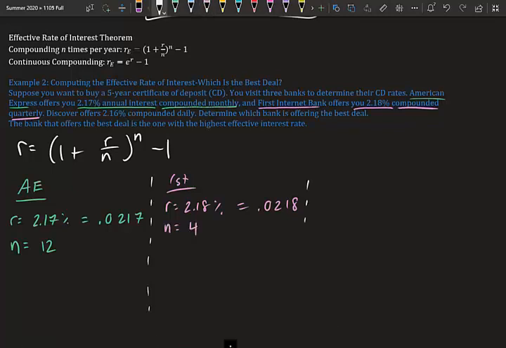And last but not least, we have Discover. So Discover is offering 2.16% compounded daily. So for Discover, their rate is 2.16%, and that's 0.0216. And it's compounded daily, so there's 365 days of the year. We don't count a leap year. We just don't count it because it only happens every 4 years.